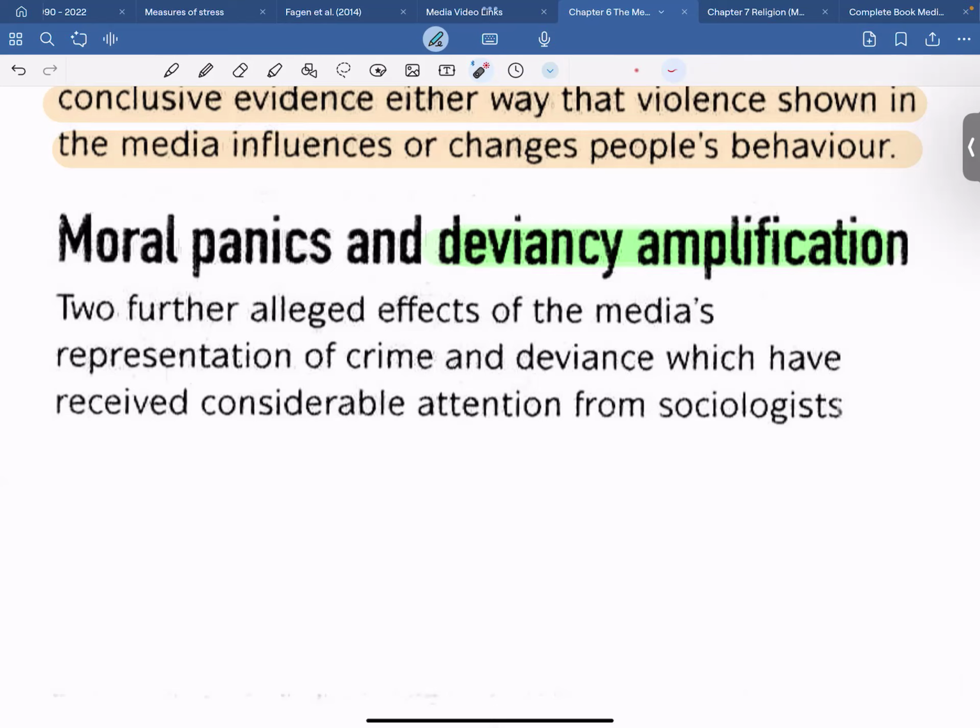As for the word deviancy amplification, at the beginning of the lesson I explained what the word deviancy means. It comes from the word deviant, and a deviant act is an act that is not acceptable in a society at a particular time, place, and situation. So, having said that, the relationship between moral panics and deviancy amplification: there are two further alleged effects of the media's representation of crime and deviance, which have received considerable attention from sociologists.